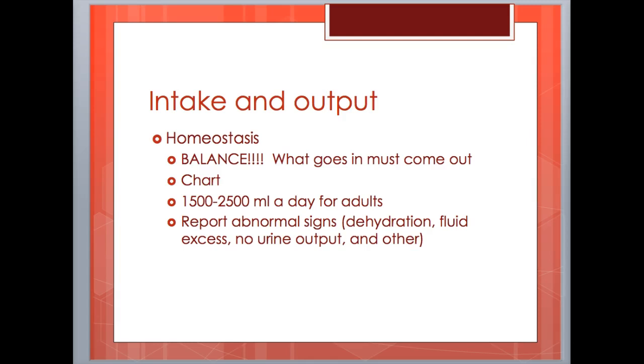For adults, a healthy amount per day of water or fluids is 1,500 to 2,500 milliliters a day. Again, you want to make sure that whatever's going in is coming out. Reporting any abnormal signs: some dehydration, sunken eyes, their skin isn't rebounding as fast, their mouth looks dry, and they don't have a lot of spit. Maybe they're also the other way, they're having fluid excess, which are swollen in their legs or their abdomen or maybe even their genital area. So you're reporting that. Maybe they haven't had any urine out during your shift.